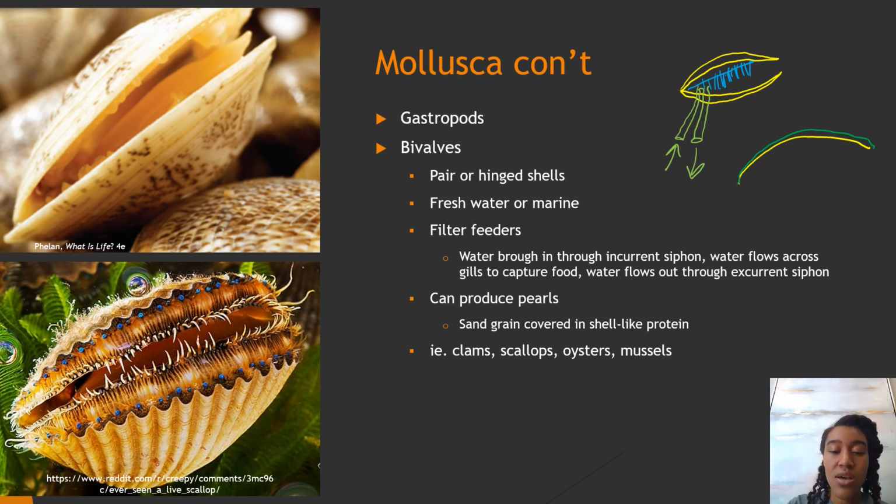If a piece of sand gets in between that space, as the organism keeps growing over time, it'll basically cover that piece of sand with kind of like this mucousy, hard shell-like material. And over time, that builds up over that grain of sand into a pearl. So that's how we get pearls. It's basically an irritant for the bivalve that they're trying to get rid of.